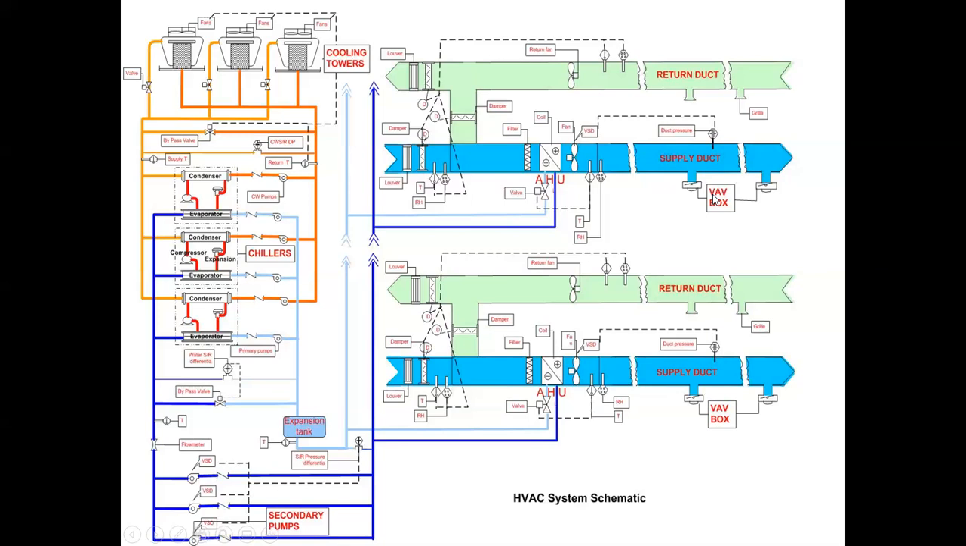Variable air volume tries to do this: each box is controlled by a thermostat. So that may be supplying my office, and I've got a thermostat, and it controls that volume damper. That damper opens and shuts, but it always provides some air, and that air provides ventilation. If you're doing a constant volume system and starting and stopping the fan, when the fan stops, the ventilation stops. Well, that's not good.